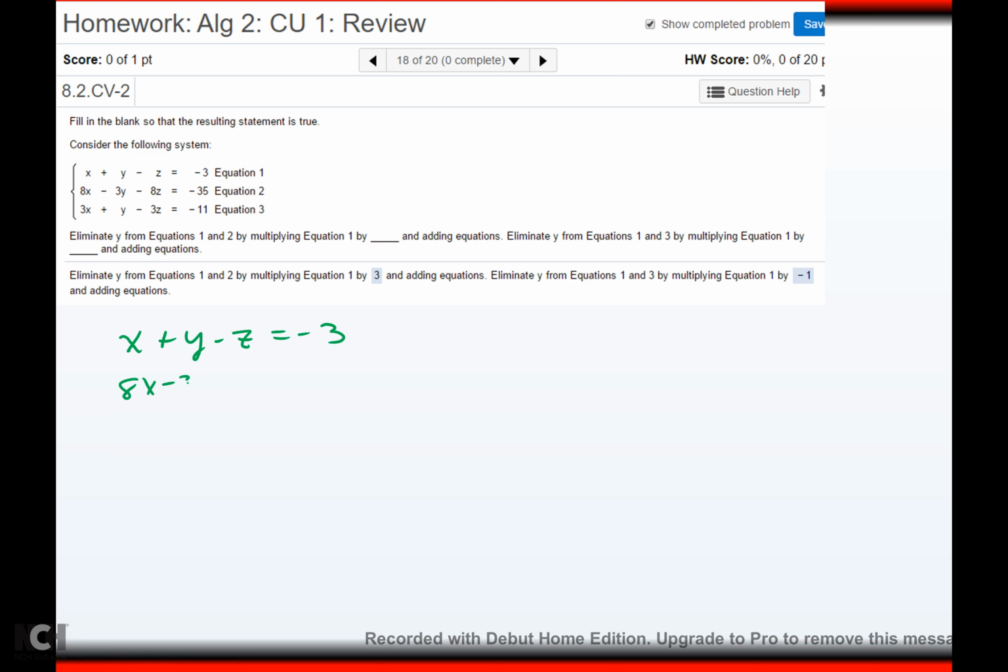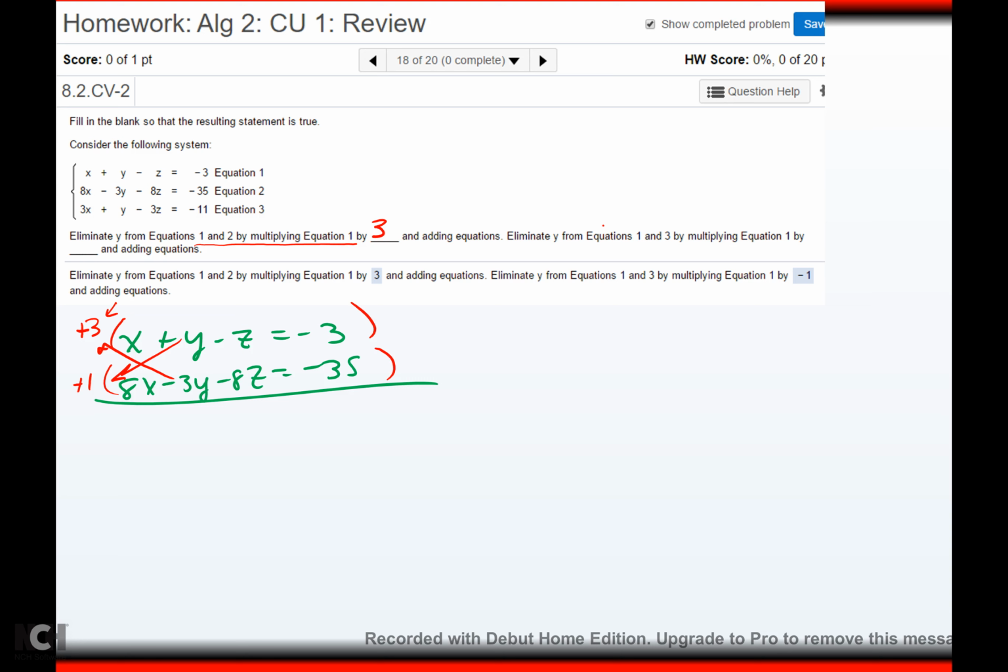2 is this. If they want me to eliminate y, guys, then negative 3 would go to the top, positive 1 would come down, but since they came out different, I make them the same. So if I want to eliminate y from equations 1 and 2, I need to multiply equation 1 by 3 and add the equations.